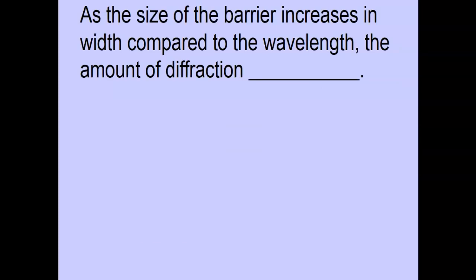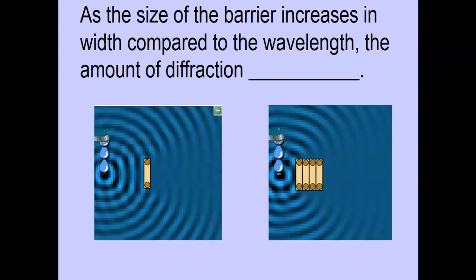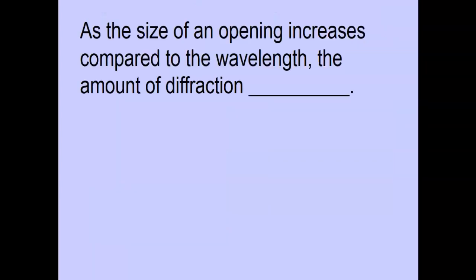Let's see what happens in this scenario. This time, though, instead of the length, we're changing the width. So here we have a very, very small width. Here we have a very, very large width. So we can see as the size of the barrier increases in width compared to the wavelength, the amount of diffraction actually decreases.